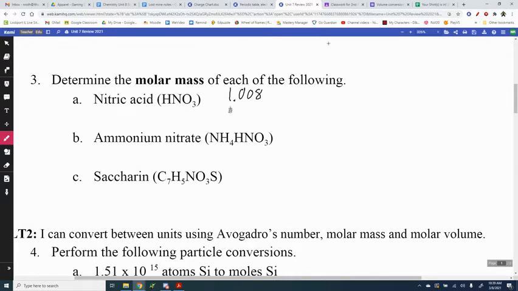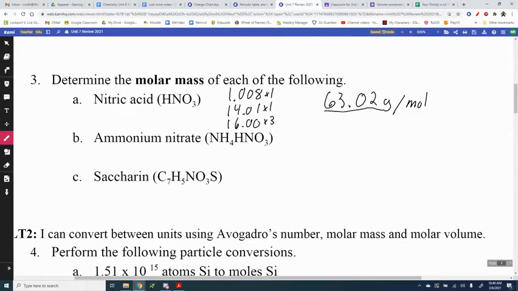1.008, 14.01, and 16.00. There is one hydrogen, there is one nitrogen, and there are 3 oxygens. So we have to multiply that oxygen's molar mass by 3. We multiply all those together, we add them all up, and we get 63.02. Now, the unit for the molar mass is grams per mole, because that is how many grams 1 mole of nitric acid weighs. So that's the unit, gram per mole.